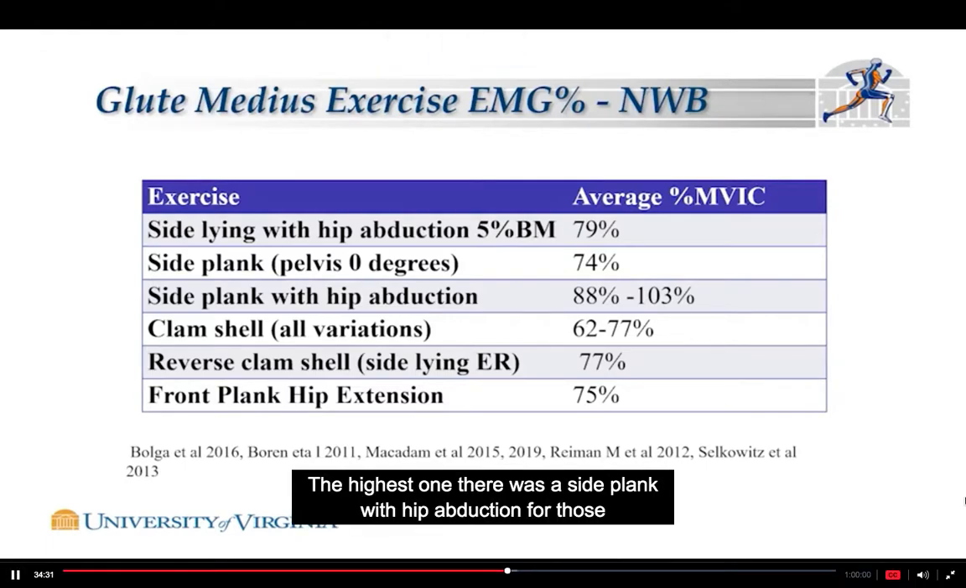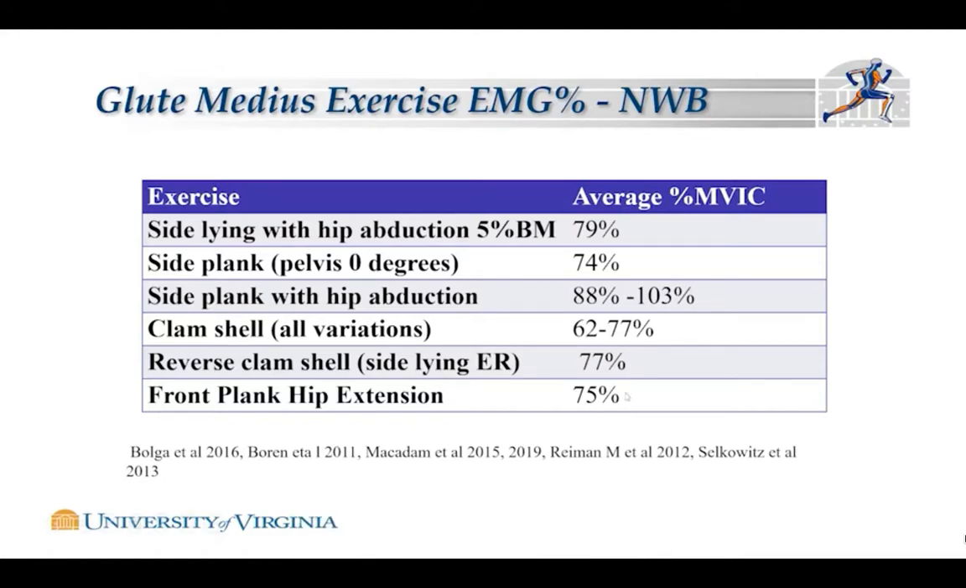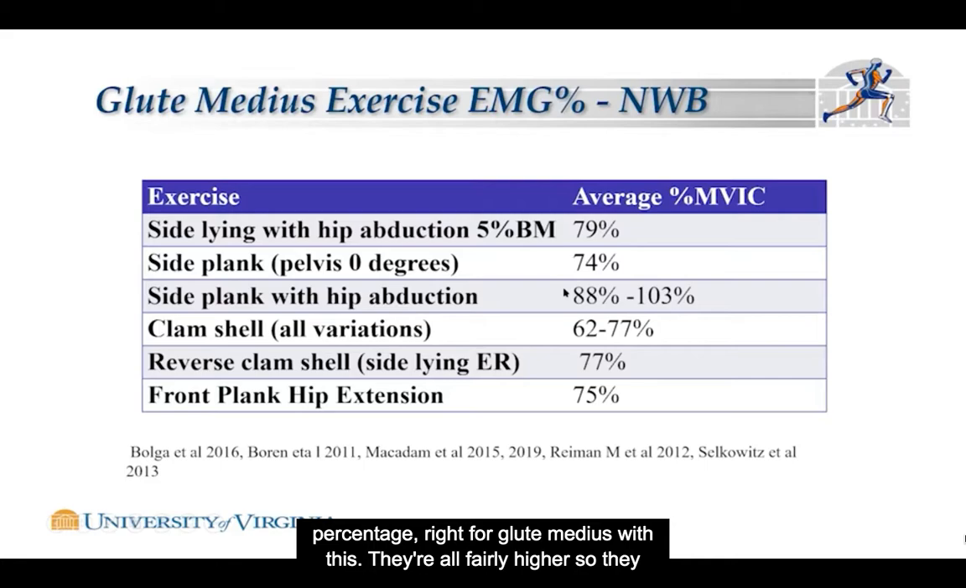The highest one there was a side plank with hip abduction. You can see the other exercises here where they average percentage for glute medius. They're all fairly high, so they ought to be all considered fairly high in terms of their MVIC for that glute medius activation.